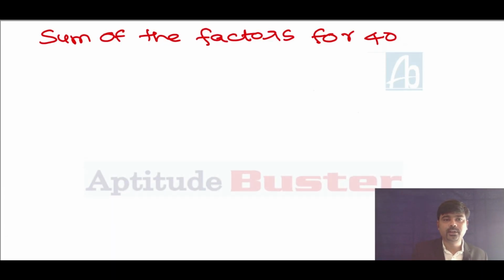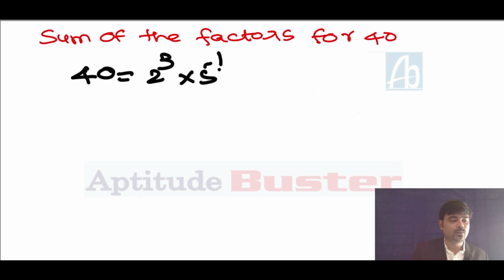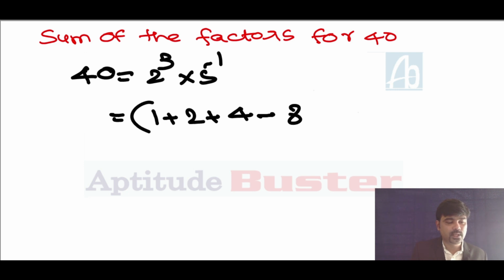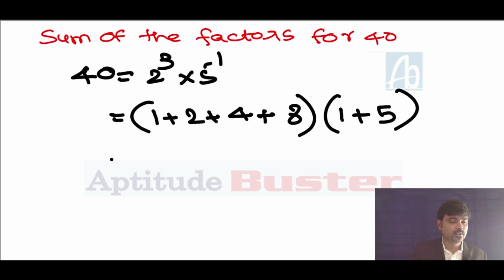Next, we are going to find the sum of the factors for 40. 40 is equal to 2 power 3 into 5 power 1. The factors are 1, 2, 4, 8. So 1 plus 2 plus 4 plus 8, into 1 plus 5. We need to find the sum of the factors.